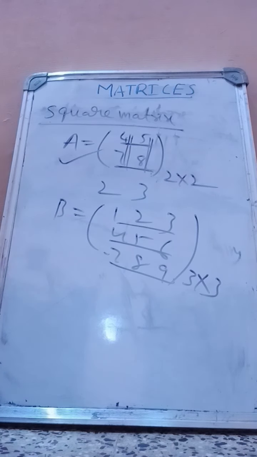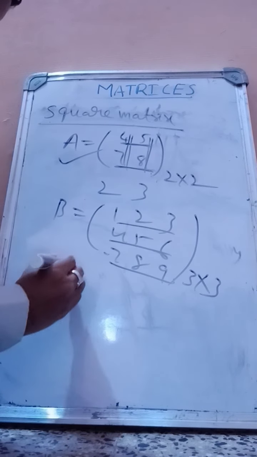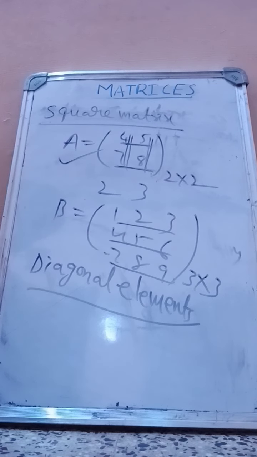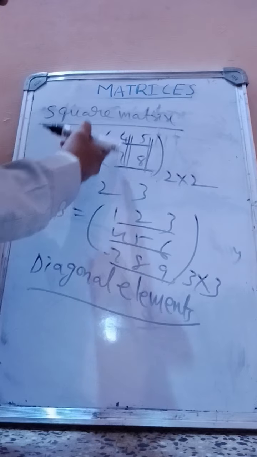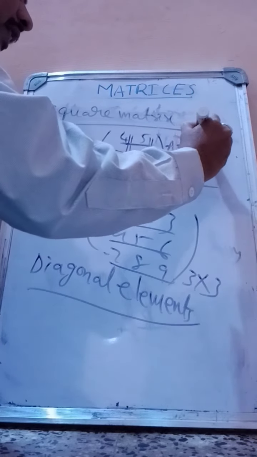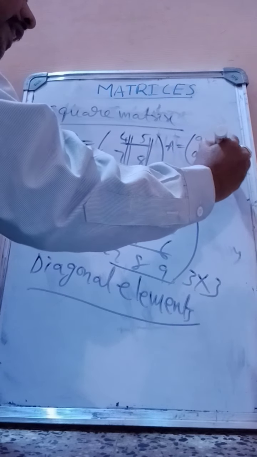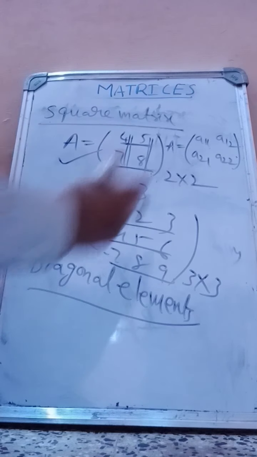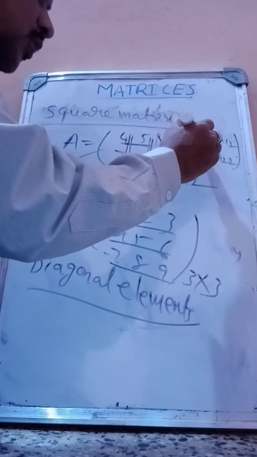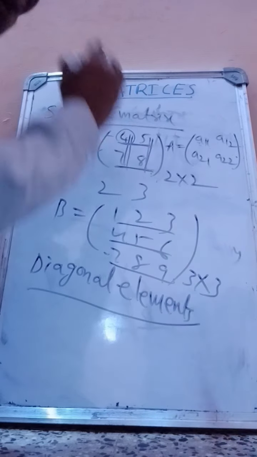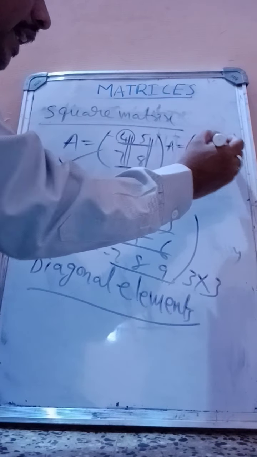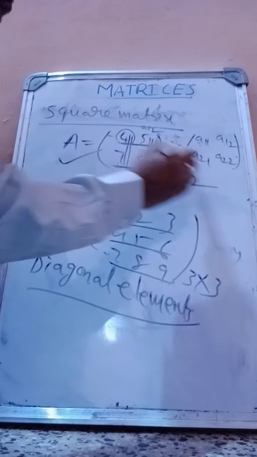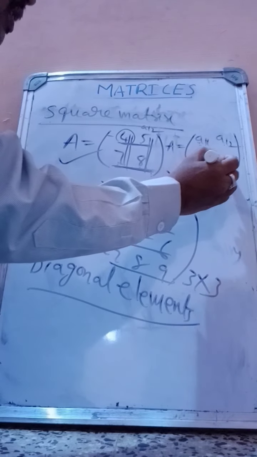What is that important concept? Diagonal elements. What do diagonal elements actually mean? First, let us consider one matrix written as elements: A11, A12, A21, A22. A11 means the element in the first row and first column, 4. 5 is in the first row and second column, that's why A12. A21 means second row, first column. A22 means second row, second column.